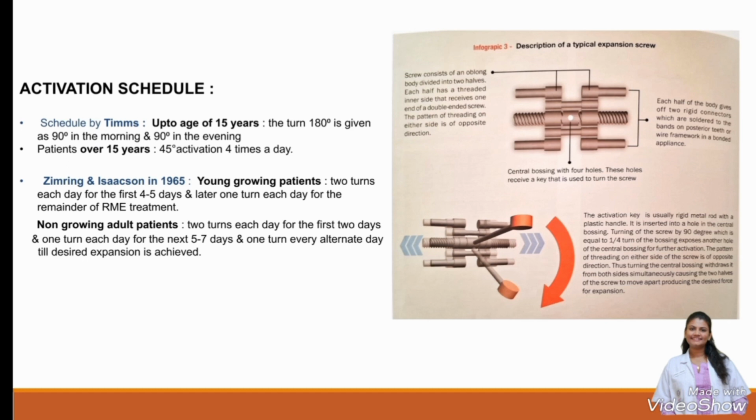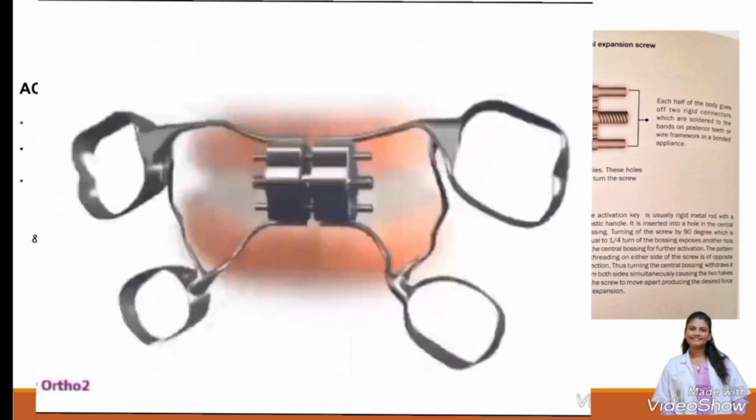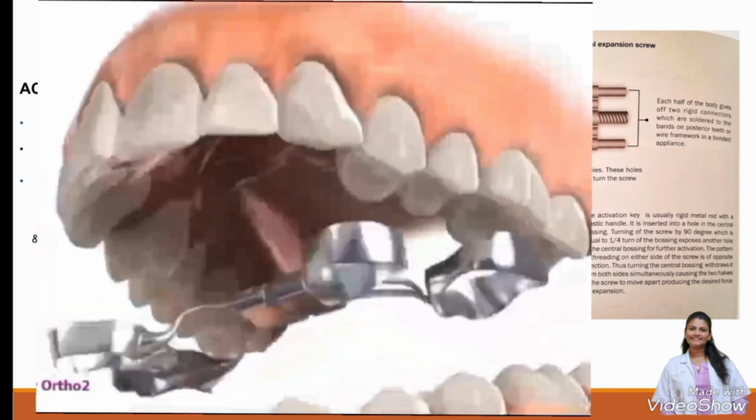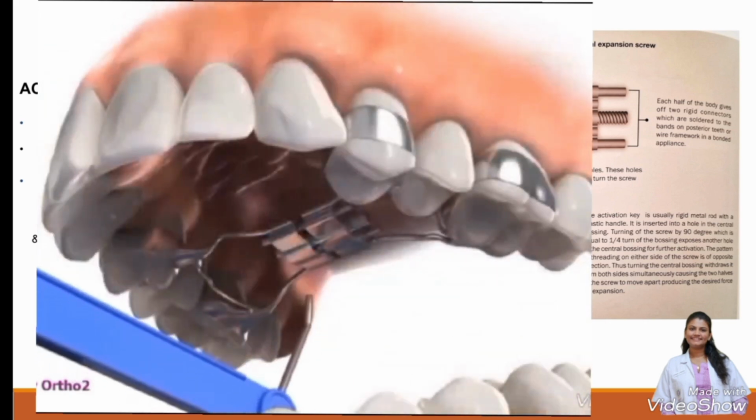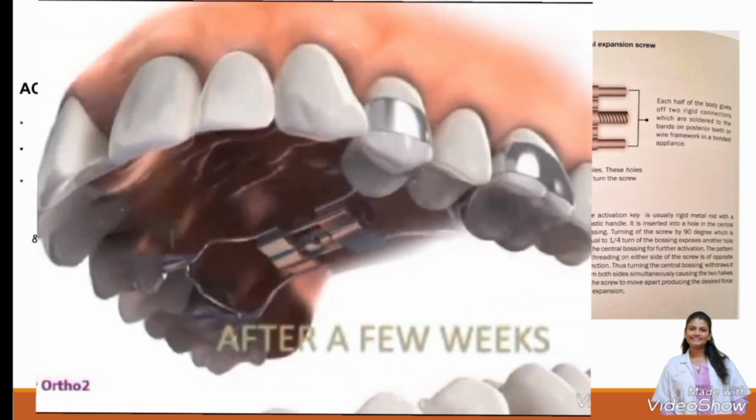Now we will see the description of a typical expansion screw. The screw consists of two halves. One half is threaded on the inner side and the other half is a double-ended screw. The pattern of threading on either side is in opposite directions. Each half of the body gives rigid connectors. There is a central bossing present with 4 holes. The activation key is usually a rigid metal rod with a plastic handle. It is inserted into the hole present in the central bossing, and the screw is turned by 90 degrees, which is equal to 1/4 of a turn.